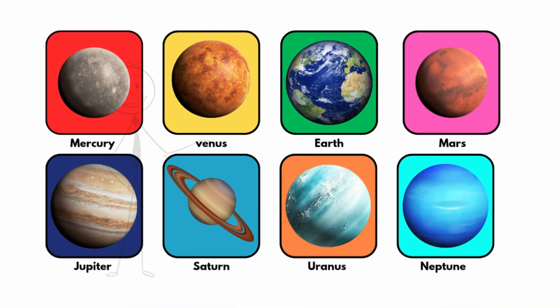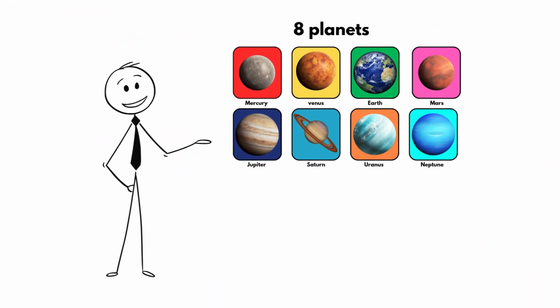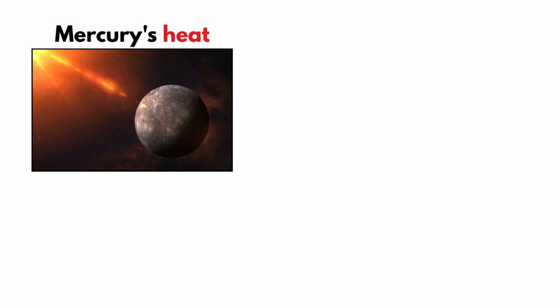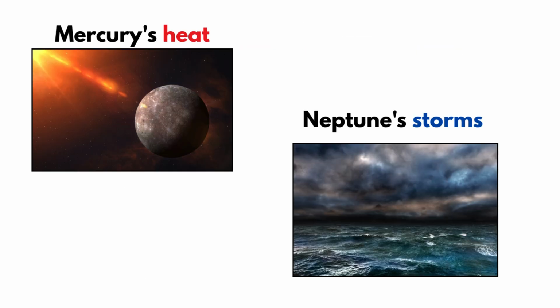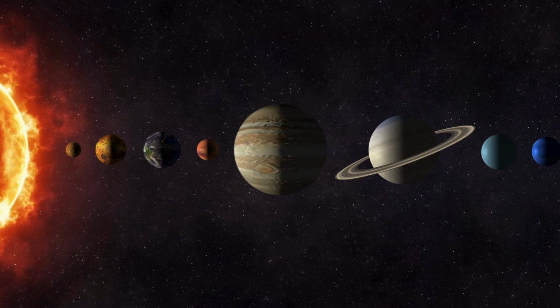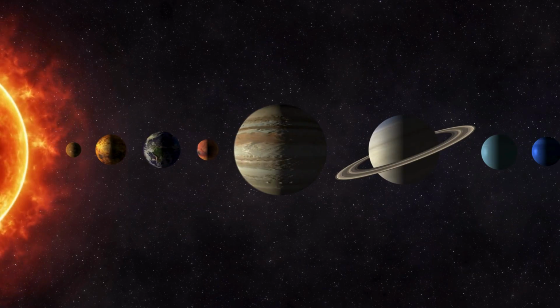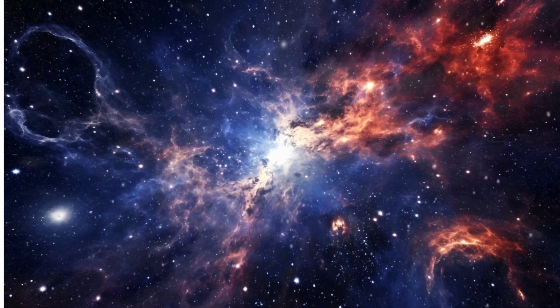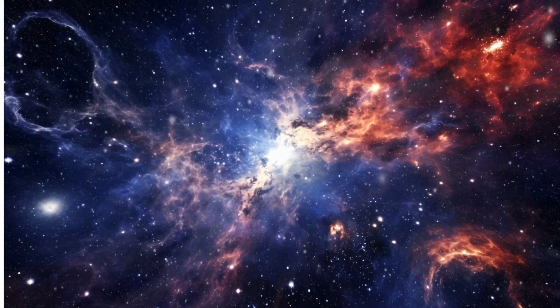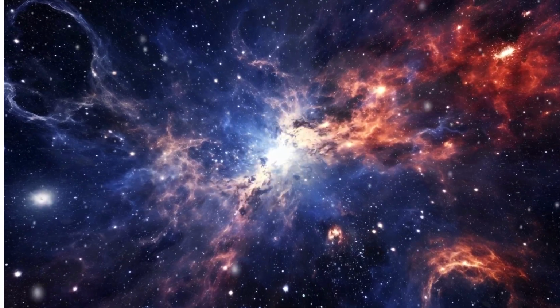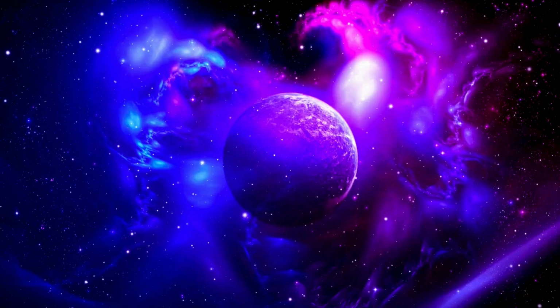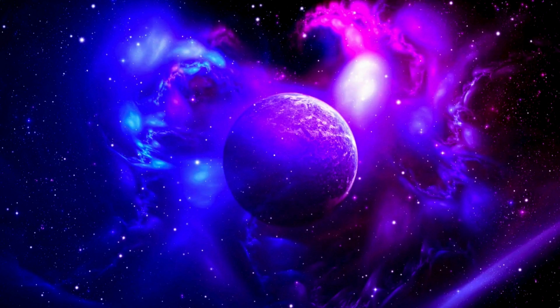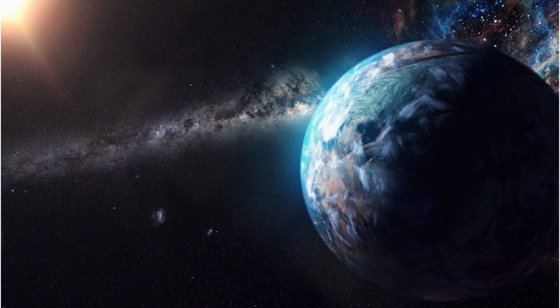So let's zoom out. Eight planets, each one with its own flavor of madness. From Mercury's heat to Neptune's storms, the solar system is a cosmic masterpiece. Beautiful, chaotic, unpredictable. And this? This is just one star's family. There are trillions more out there, with planets we've never seen. But for now, this is home.